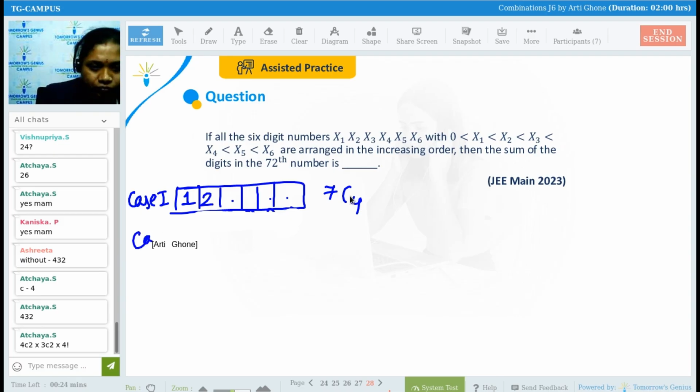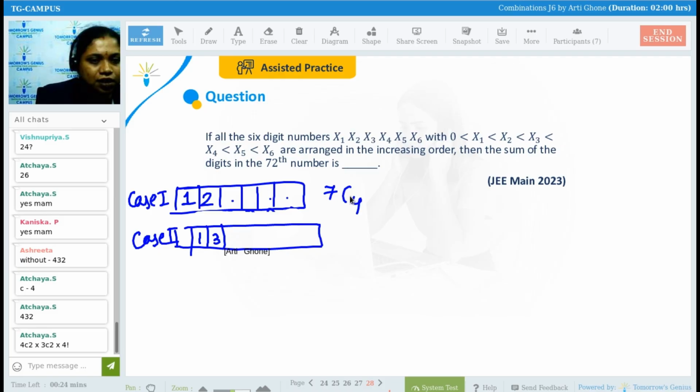What is case 2? Fix 1 and 3. Clear? Okay. If I fix 1 and 3 only, how many options are with me? 4, 5, 6 and 7. Clear? Okay. So it will remain as... 2 is not taken in the picture. Clear? Okay. Like this, just calculate 7C4. What is the answer of 7C4?